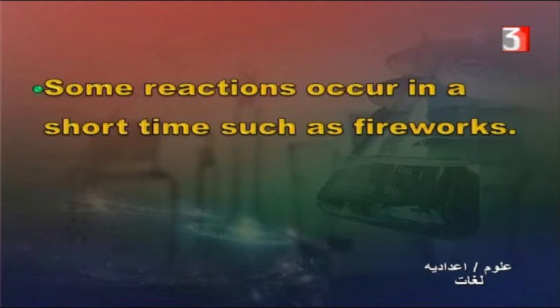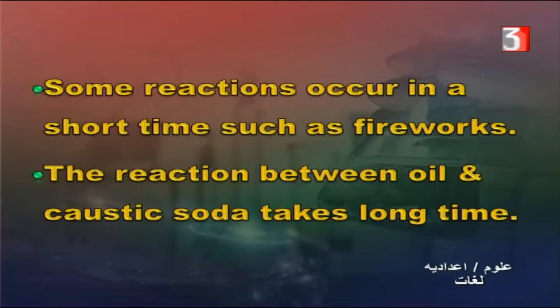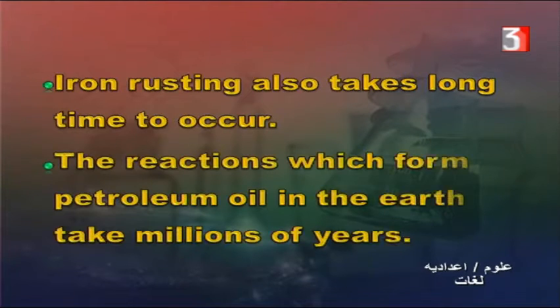As we know, some reactions occur in a short time, such as fireworks. Some reactions, like the reaction between oil and caustic soda, take a long time. Iron rusting also takes a long time to occur, for months or weeks. And some reactions which form petroleum oil in the earth take millions of years.